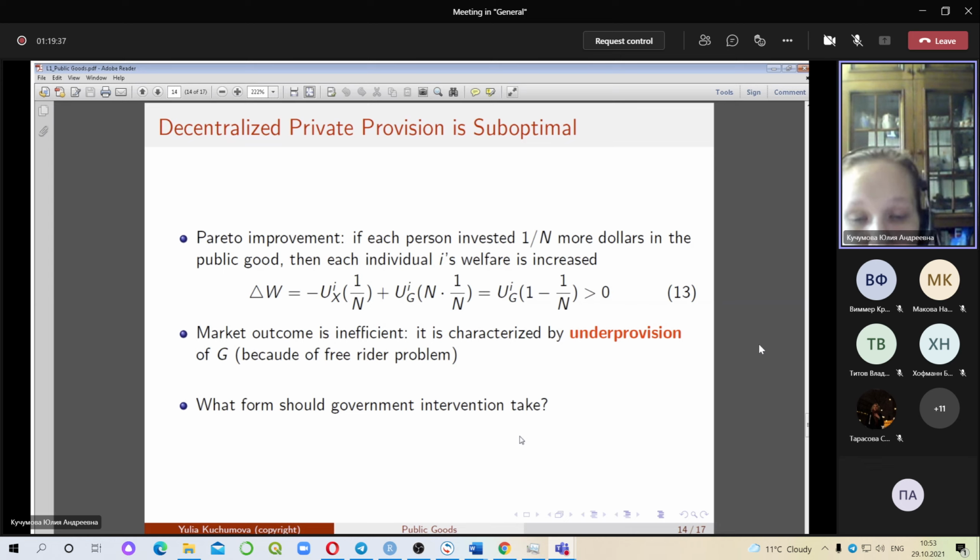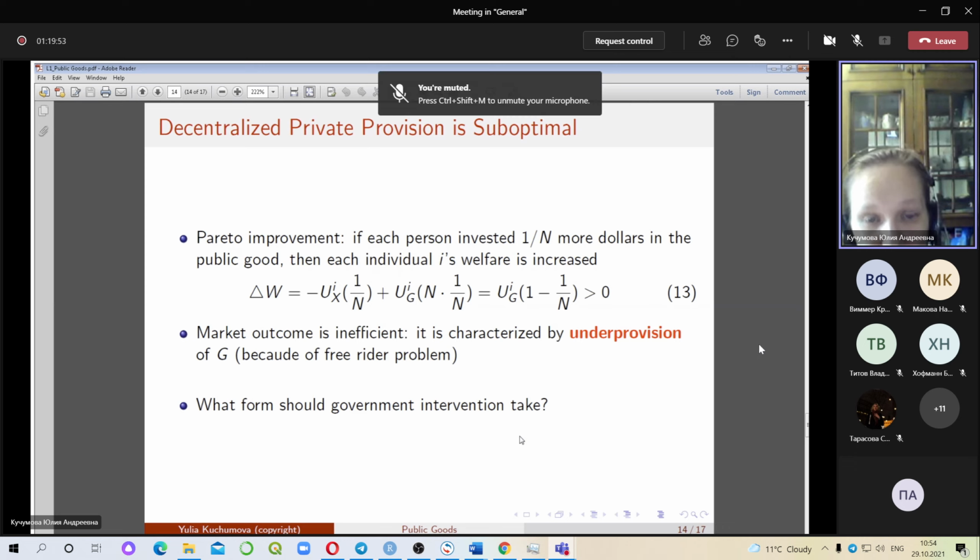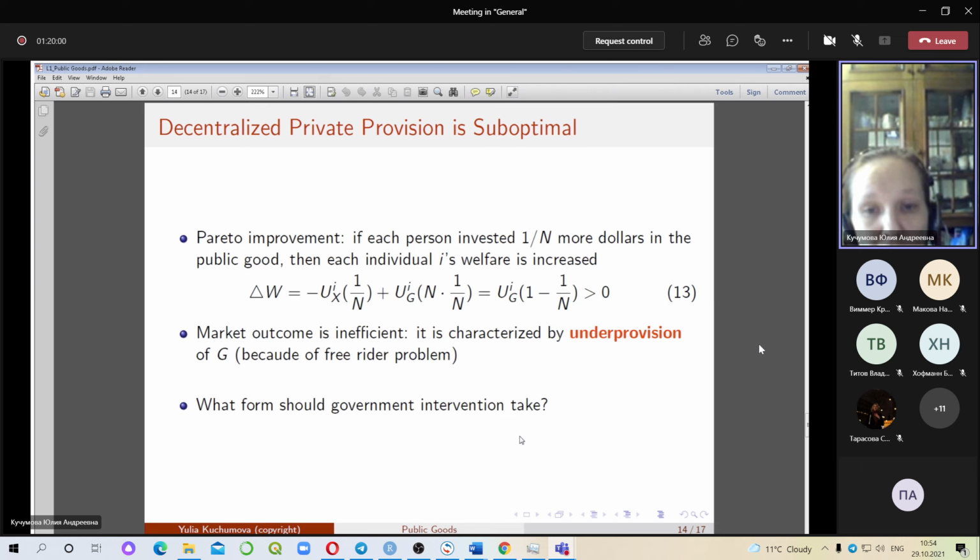Since we started from a market equilibrium point, that is described, as we just derived, by the condition where the derivative of ui with respect to x equals the derivative of ui with respect to g, we use it and obtain that the change in welfare is equal to the derivative of ui with respect to g multiplied by the difference between 1 and 1 over n, which is positive.